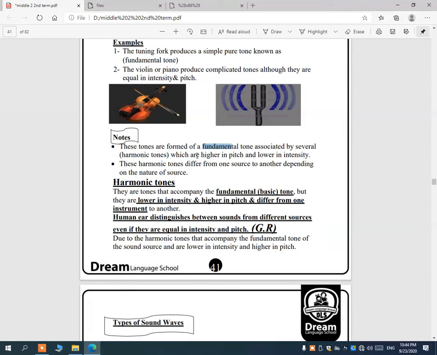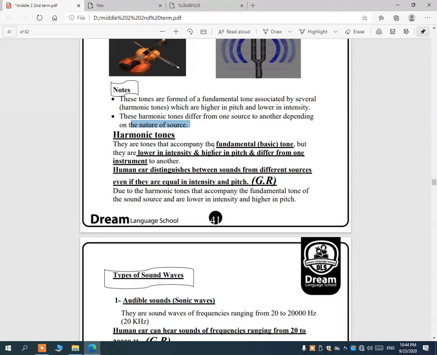The harmonic tones are higher in pitch and lower in intensity than the fundamental one. So harmonic is higher in pitch and lower in intensity. The harmonic tones differ from one source to another depending on the nature of the sounds. Each sound source has its own harmonic tone. So harmonic tones are tones that accompany the fundamental or basic tones, but they are lower in intensity and higher in pitch.